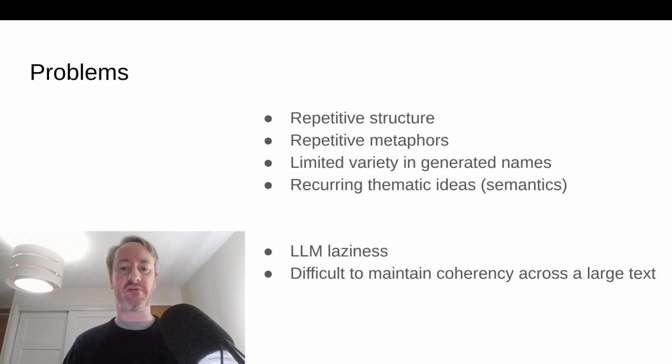So as I mentioned, one of the things that guided my decision making in updating the app was the problems that I faced, such as repetitive structure, repetitive metaphors, limited variety in name generation, and also recurring thematic ideas. So if you see something like the sun being mentioned, the sun coming up, or twin suns coming up, you will find that that actually comes up quite a lot in your generated text.